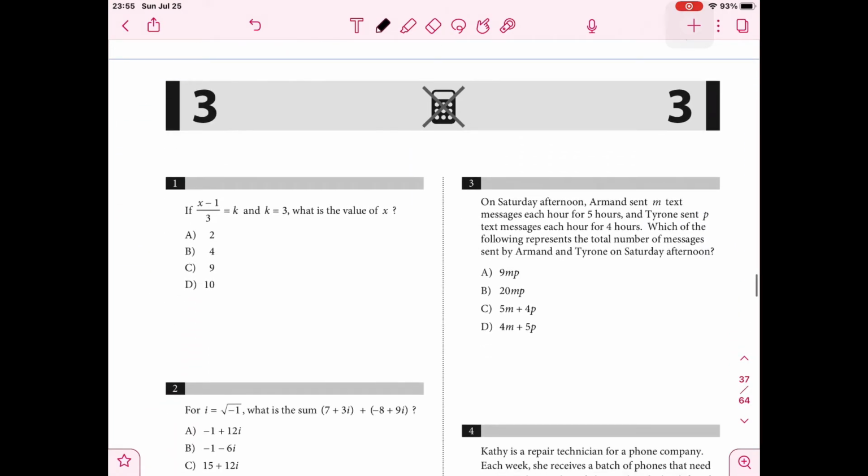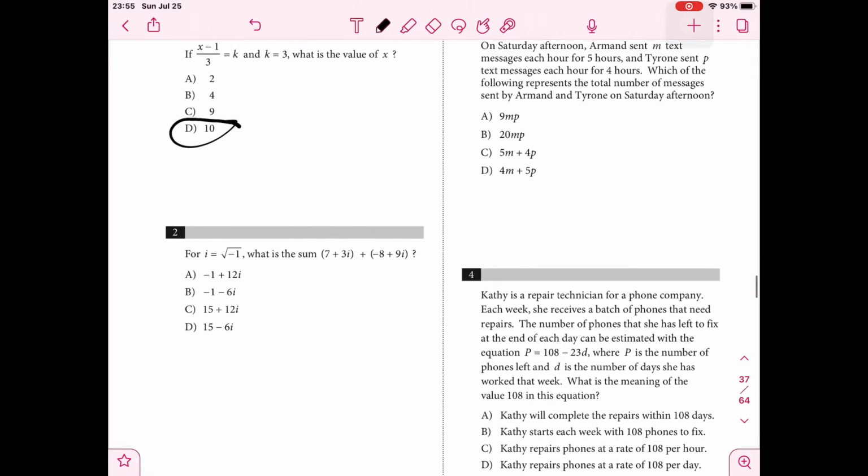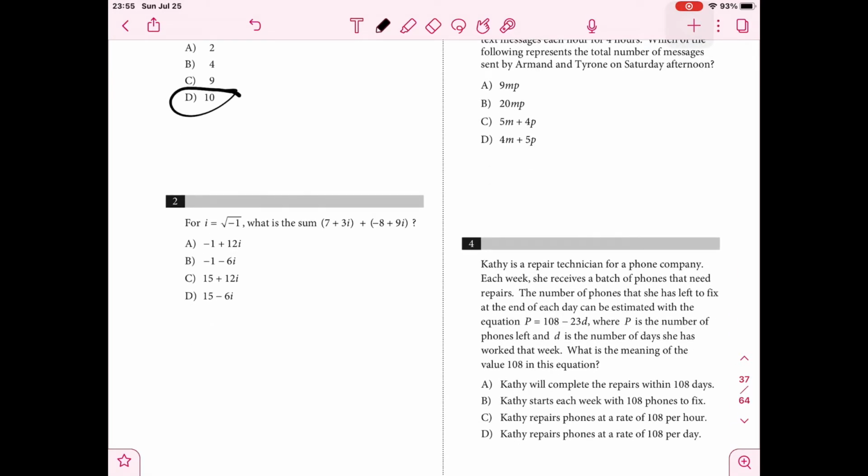Alright, so here we go. (x minus 1) over 3 equals k, and k equals 3, so 3 times 3 is 9, x minus 1 equals 9, so x is 10. Let me know in the comments if I get something wrong.